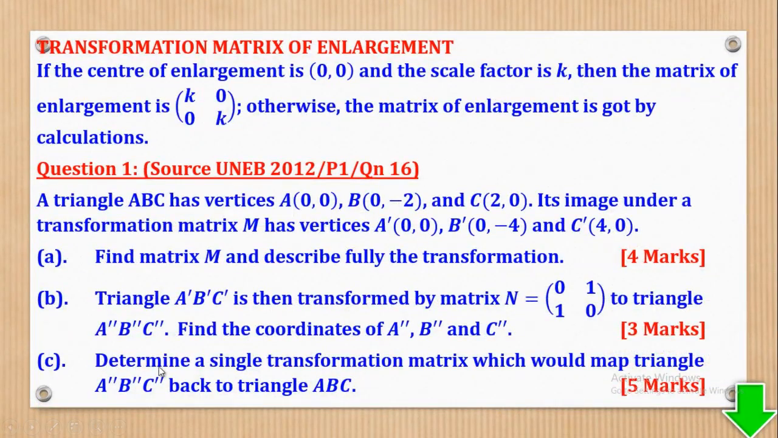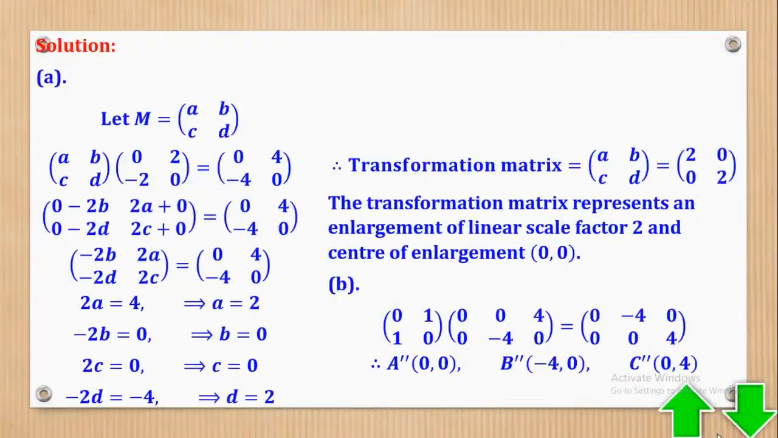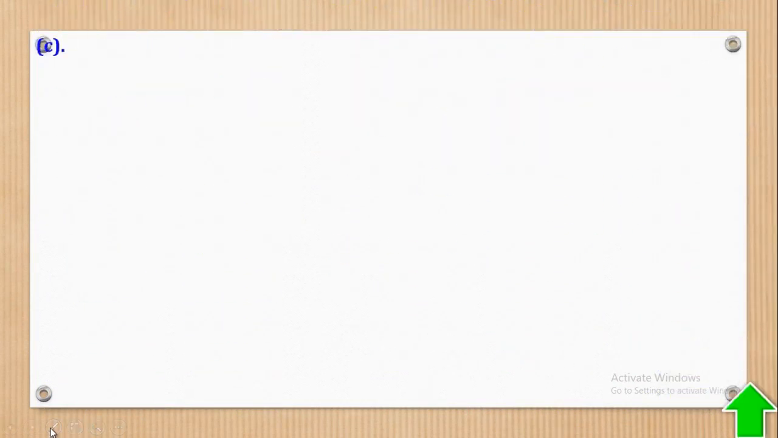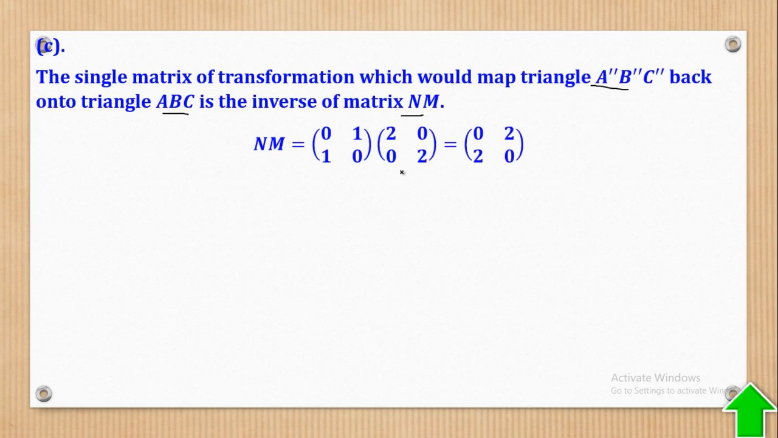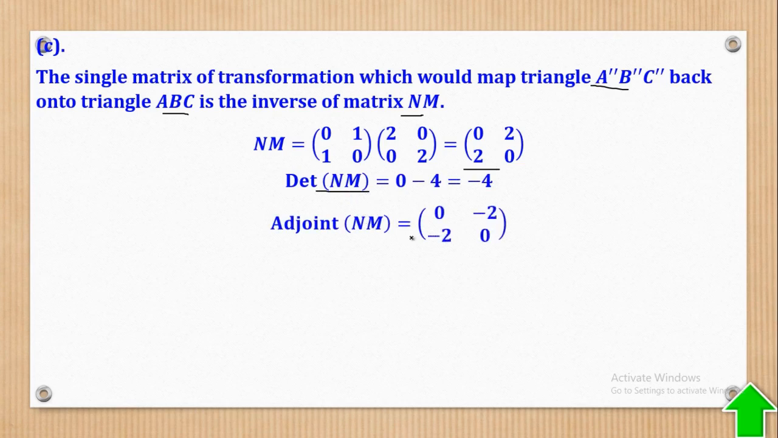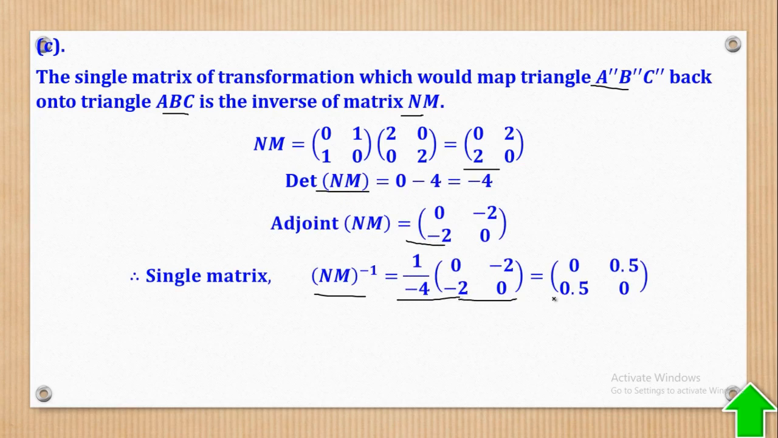Then part C, determine a single transformation matrix which would map the final image back onto the original object. So that means that there should be an inverse somewhere. So you say that the single matrix of transformation which would map this back onto this is the inverse of NM. So I first get NM, which is that, then get the determinant, which is that, and therefore the adjoint is that. Therefore the single matrix is the inverse, which is 1 over determinant times the adjoint, which gives you that. And that's what they wanted.